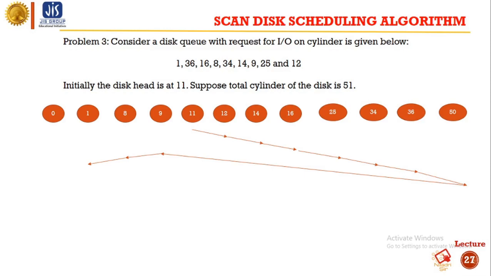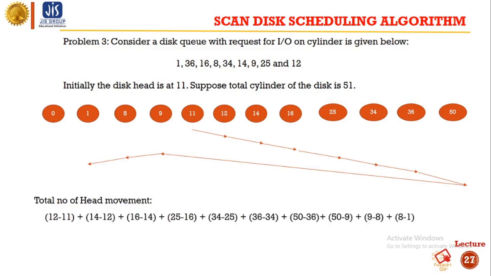So now we'll find the total head movement. This is how the head moves. From 11 we have moved to 12, so 12 minus 11. From 12 we have moved to 14, so 14 minus 12. From 14 to 16, so 16 minus 14. From 16 we have moved to 25, so the total head movement is 25 minus 16.